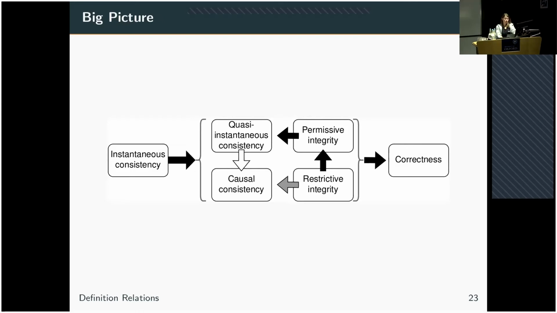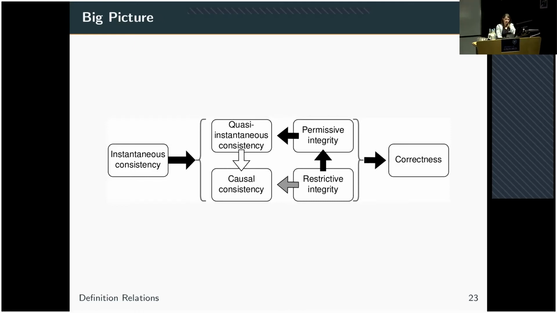What becomes clear by looking at this is that it's really difficult to define consistency completely independent of integrity, which might be a weakness. And also that if we can evaluate integrity, we don't have to independently also evaluate correctness. Okay, so these were the main definitions that we thought about.